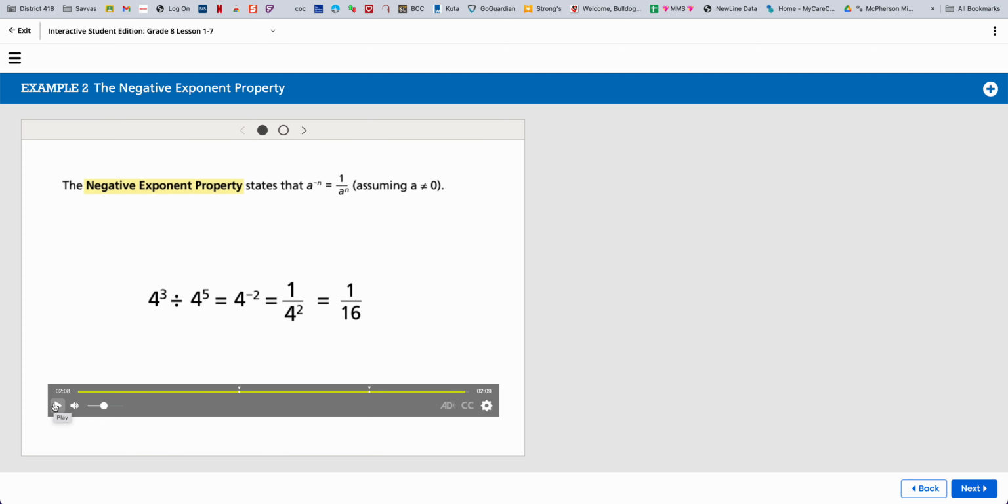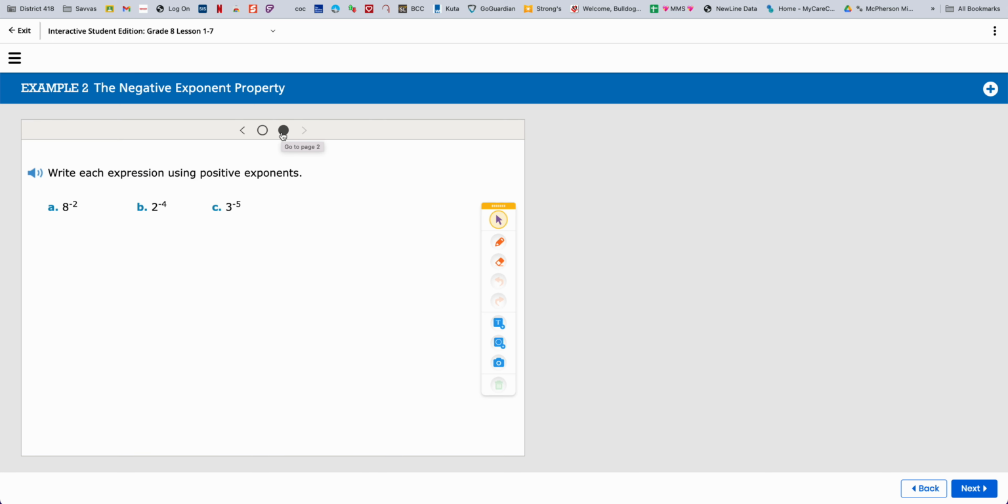All right, let's see what they do next here. Okay, write each expression using positive exponents. Okay, so 8 to the negative 2 power. What do I need to do with that? You need to put it in a fraction with 1 on top. 1 over 8 squared. That's it? That's it.